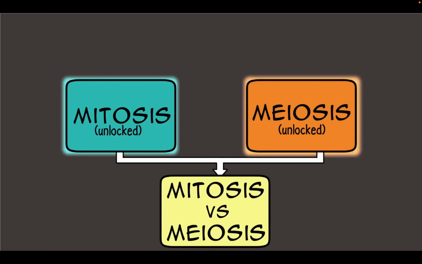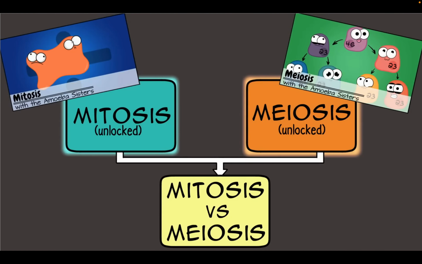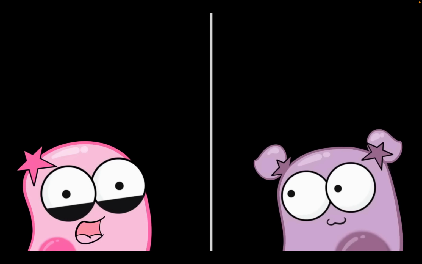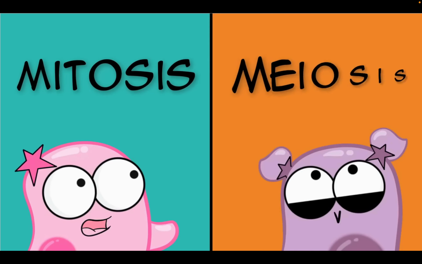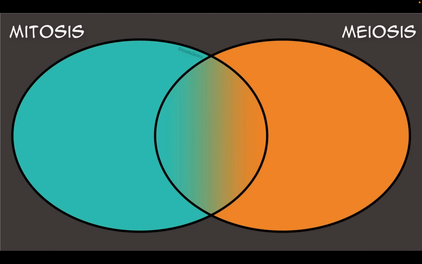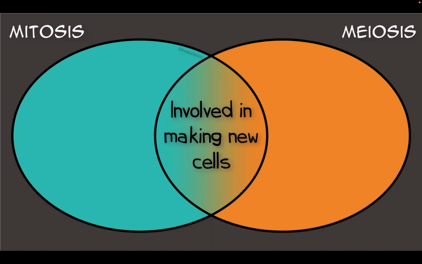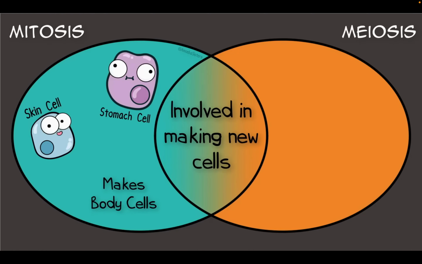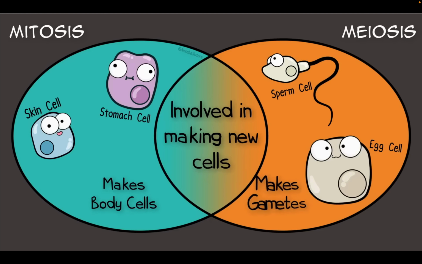We assume you already have a background of mitosis and meiosis. If not, take a look at our videos on them. But this video is a side-by-side comparison, presented in a split screen. Mitosis on the left, meiosis on the right. Both of these processes, along with the cytokinesis that follows them to split the cytoplasm, are involved in making new cells. Mitosis results in body cells. Meiosis results in sperm and egg cells, otherwise known as the fancy term gametes.